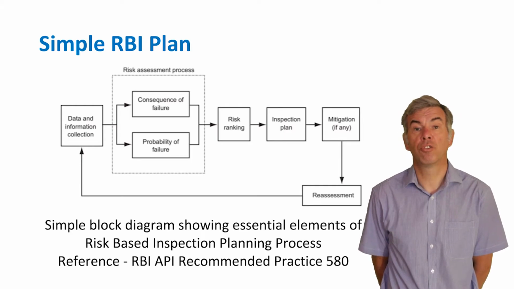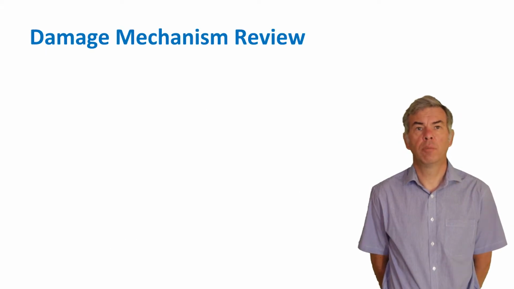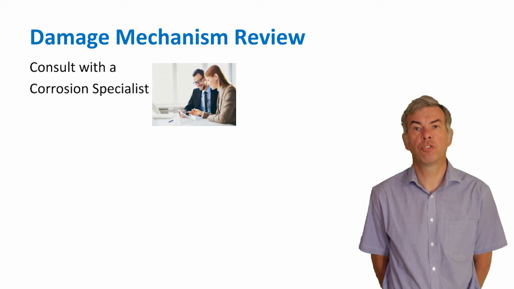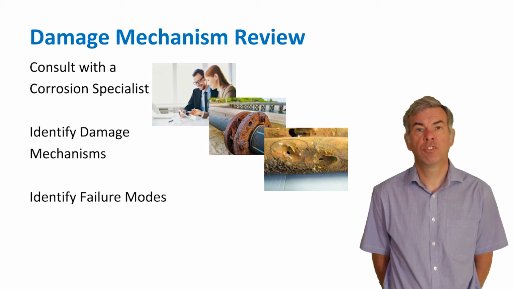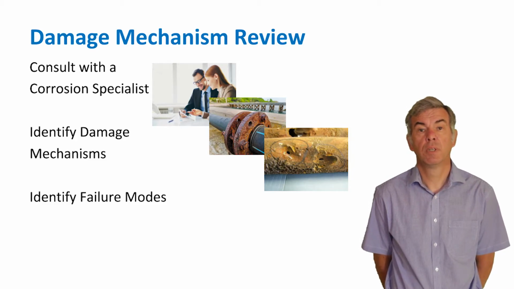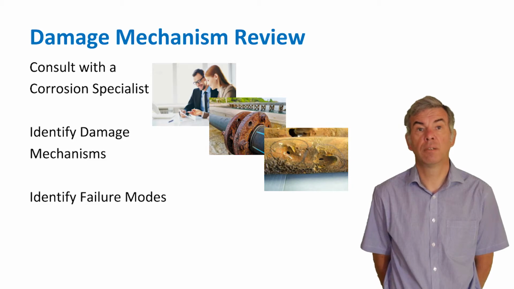Like process changes, for instance. The RBI team shall consult with a corrosion specialist to define equipment damage mechanisms and potential failure modes. Examples of damage mechanisms are things like corrosion, cracking or metallurgical damage. Damage mechanisms can affect equipment both externally and internally. Having identified the damage mechanisms, it should be possible to define potential failure modes.